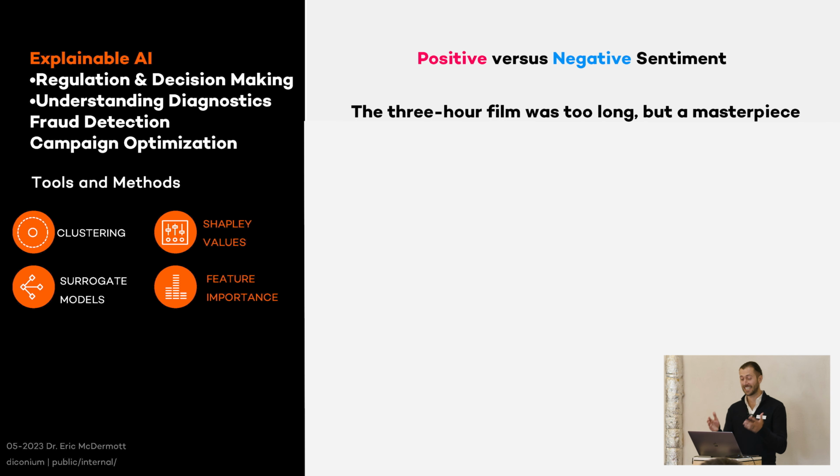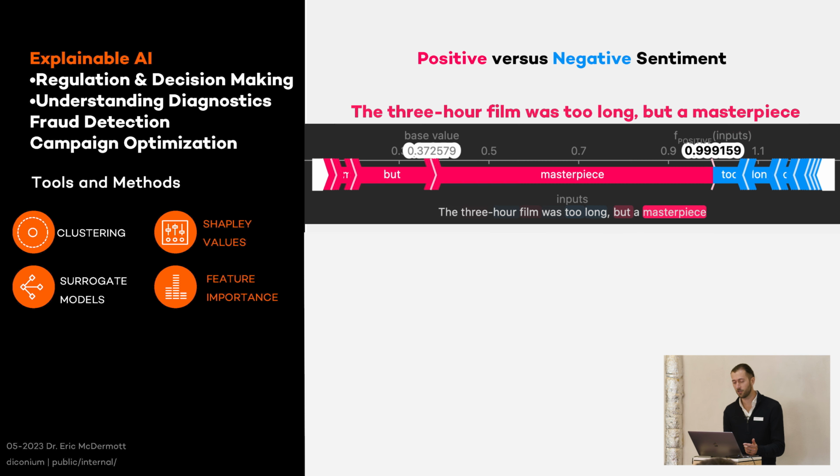So we could have a sentence like this, though, which is not so straightforward. The 3-hour film was too long, but a masterpiece. So here you can say, well, it was too long. That sounds negative. But it's a masterpiece, which is obviously very positive. And what would the machine do? The model classifies it as positive. And we think, well, why? What we can actually do is use these things called Shapley values to figure that out.